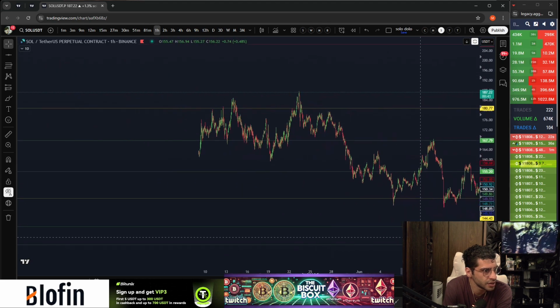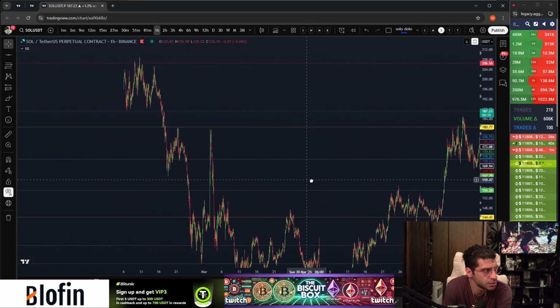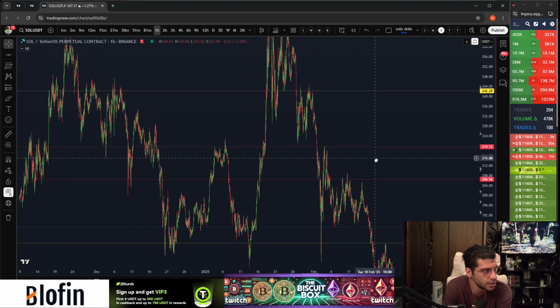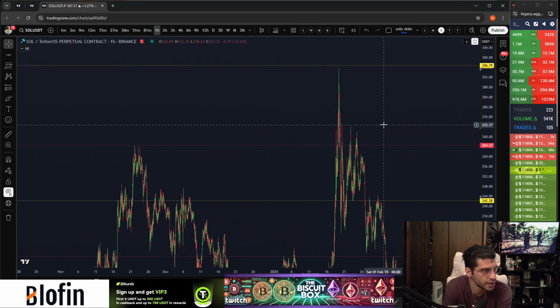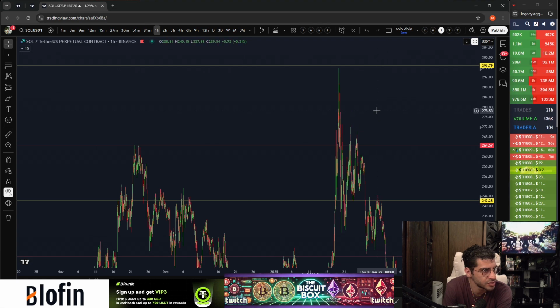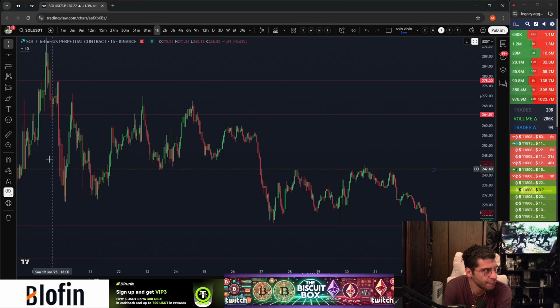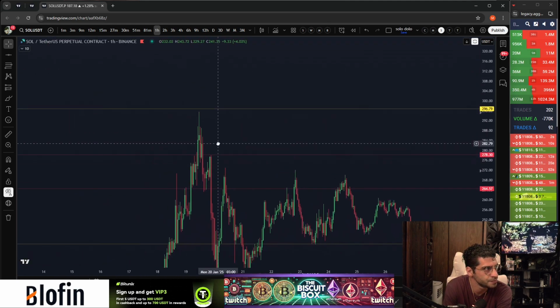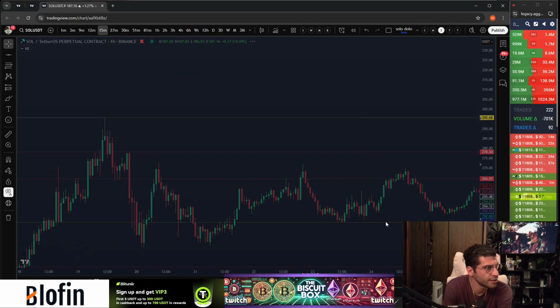If it looks good, don't touch it. Create another little area of resistance right here. You don't have to mark every area the price pops up to. It's just significant ones. And once the 1-hour looks good to you, you go down to the 15.